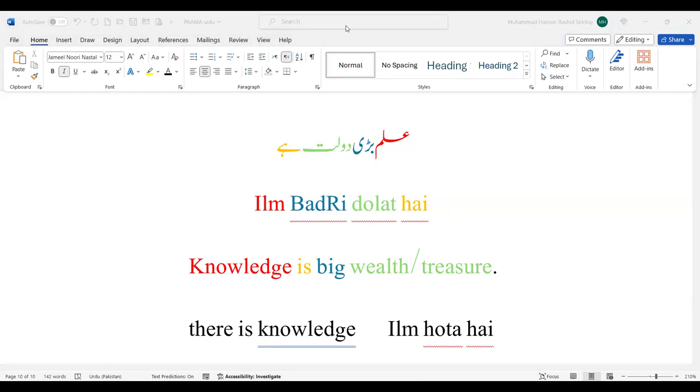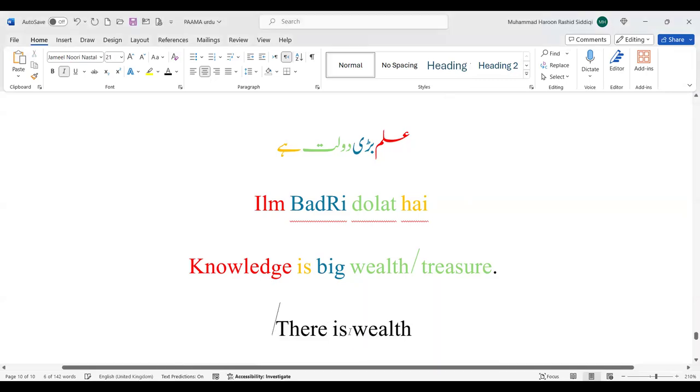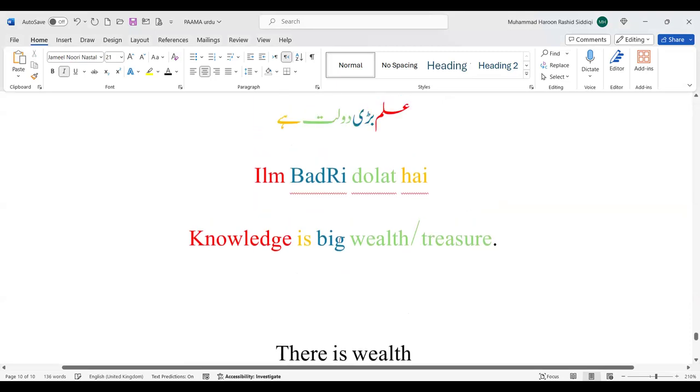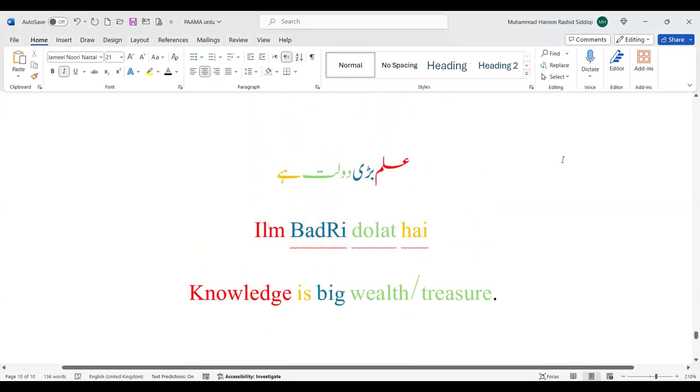So what's the homework you are giving us? What we need to do? The homework for this lesson is this: take a screenshot of this. What I need you to do is learn this sentence, ilm badi daulat hai. Try to say it.